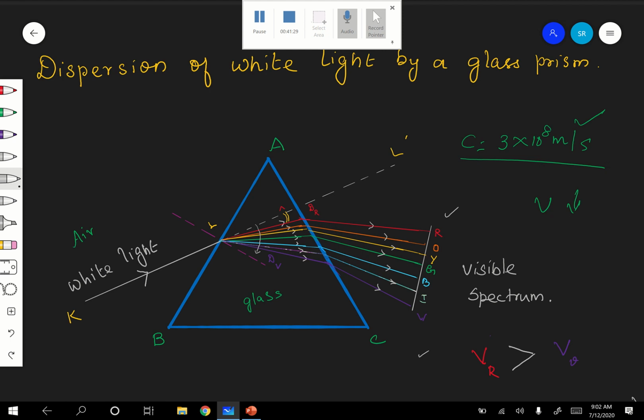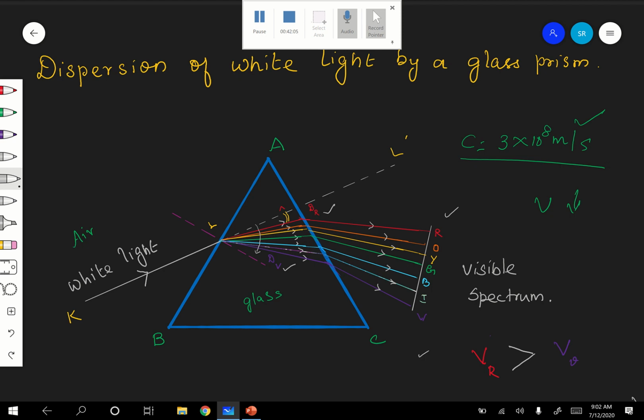That is why deviation, because red is suffering very minimum decrease in the speed, that's why it is deviated less. This is the deviation for red, but violet suffers a lot of decrease in the speed when compared to its speed in air medium. That is why it is deviated a lot. This is the angle of deviation for violet. Therefore, for other colors, from red to violet, the deviation will gradually increase.